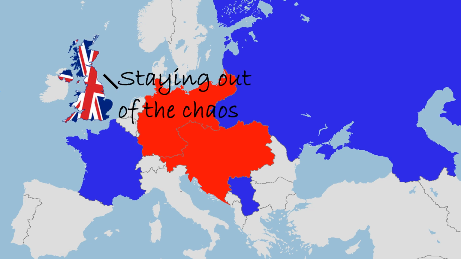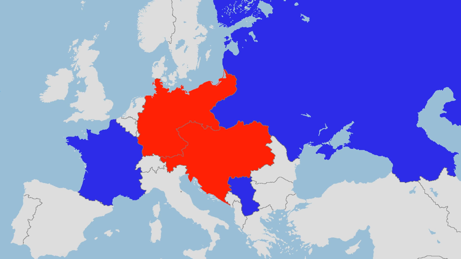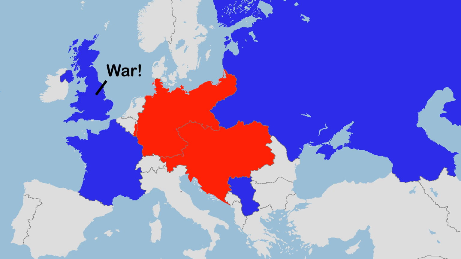Britain still did not intervene in the matter. On 2 August, Germany invaded Luxembourg because, why not? On 3 August, it declared war on France and on the next day, started the invasion of Belgium. On the same day, Britain declared war on Germany for invading neutral Belgium. It would now send its forces to France and Belgium to fight the Germans.